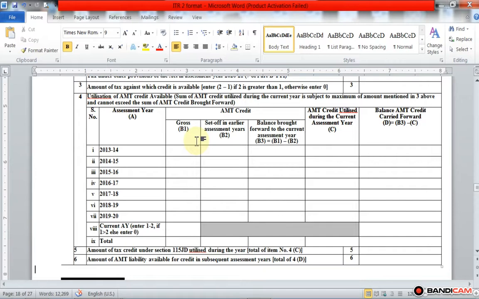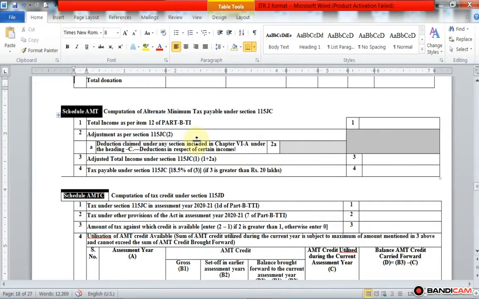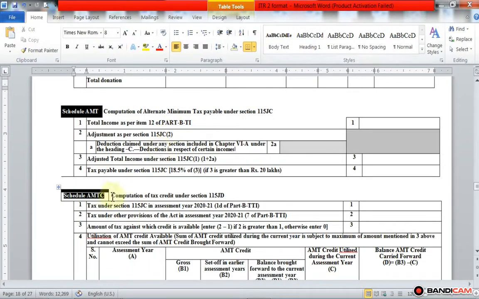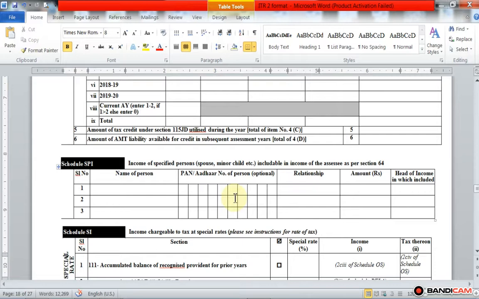Then Schedule AMT is relating to the alternate minimum tax payable under section 115JC. Okay. Then Schedule AMTC, computation of tax credit under section 115JD. If applicable to the SSC, then we take it into consideration; if not applicable to the SSC, then we ignore this section or schedule. So here we fill this information if required, tax credit under section 115JD. Then Schedule SPI, relating to the income included in the SSC's income of the SSC's person or SSC's spouse, minor children or parents in any respective heads, then furnish the information here.